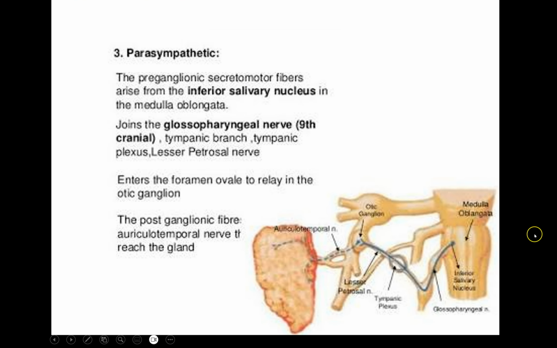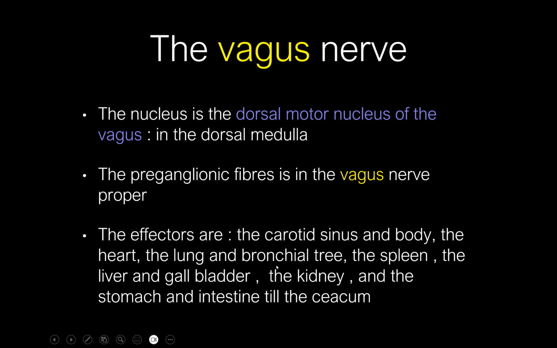Here again, inferior salivary nucleus, tympanic plexus, going to the otic ganglion, postganglionic fibers near the effector organ supplying the parotid. The vagus nerve: the parasympathetic nucleus is the dorsal motor nucleus of the vagus. You all know about it, present in the dorsal medulla.